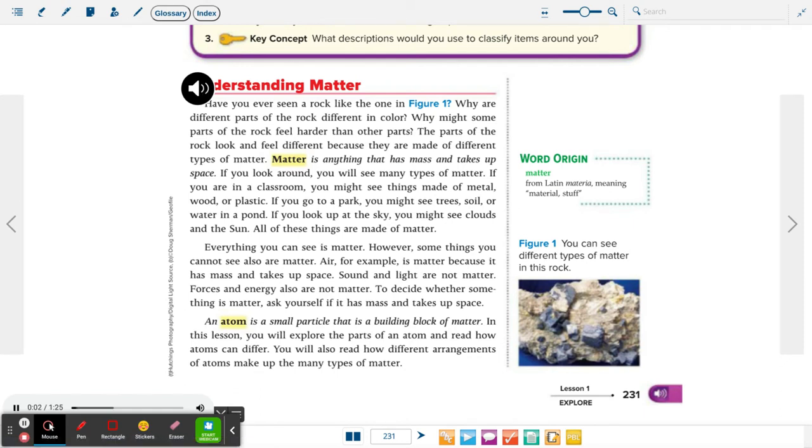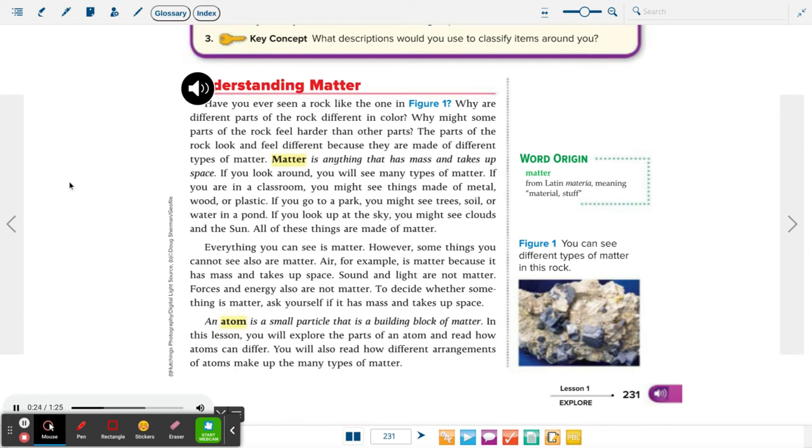Understanding matter. Have you ever seen a rock like the one in Figure 1? Why are different parts of the rock different in color? Why might some parts of the rock feel harder than other parts? The parts of the rock look and feel different because they are made of different types of matter. Matter is anything that has mass and takes up space.